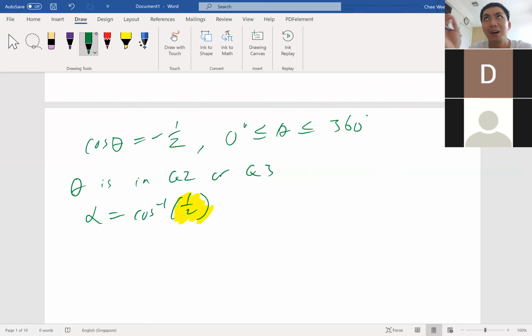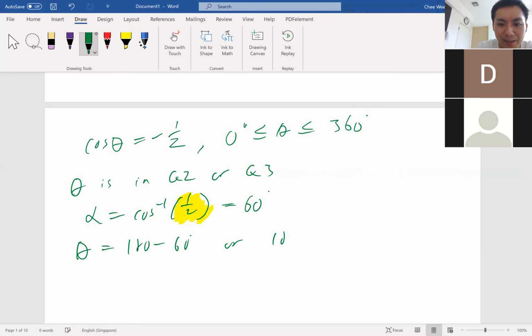So how to explain how come arc cosine minus half is still an answer, right? It's something that you only understand in IB or H2 JC math actually. So this one will actually give you 60 degrees. Then theta is thus 180 minus 60 degrees or 180 plus 60 degrees. So 120 or 240.